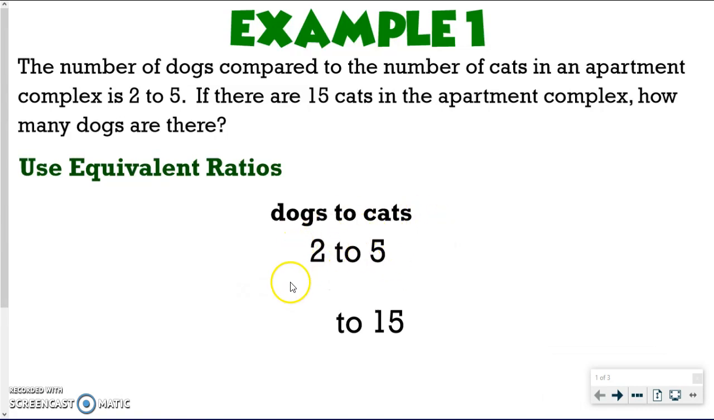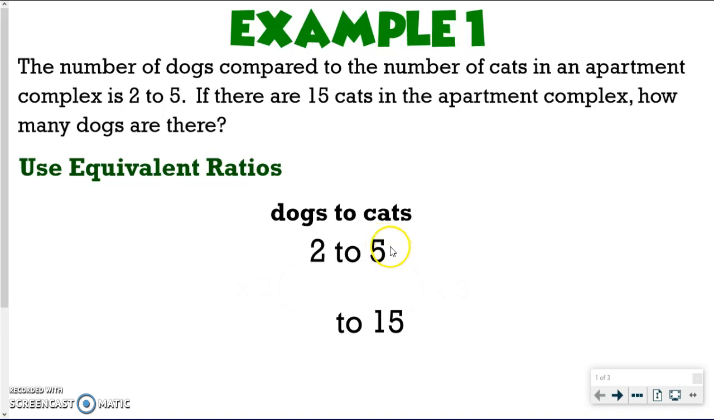So the original ratio is 2 to 5, but that doesn't necessarily mean that there are only 2 dogs and 5 cats in the apartment complex. They go on to tell us that there are 15 cats in the apartment complex. So using this original ratio, we need to figure out this missing piece: how many dogs are there? In order to start figuring that out, we're going to use that equivalent ratio, and what that means is that we're going to use our multiplication to go from our original ratio to now a bigger ratio. And in order to do that, we got to do the same thing to both sides of our ratio.